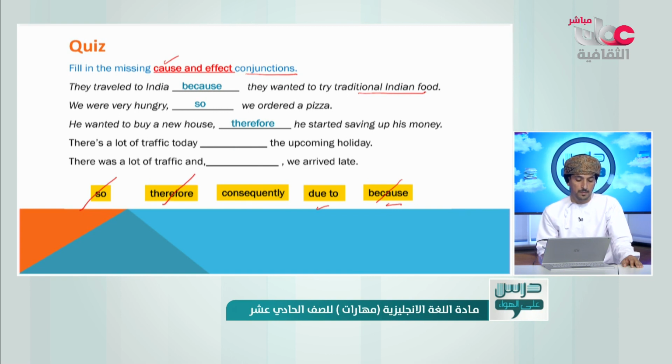Number 4, there's a lot of traffic today. The upcoming holiday. You will notice there we have got, first of all, we have got here causes. And the upcoming holiday is what? Noun phrase. So the best one for it is due to. And finally, we will use here consequently.